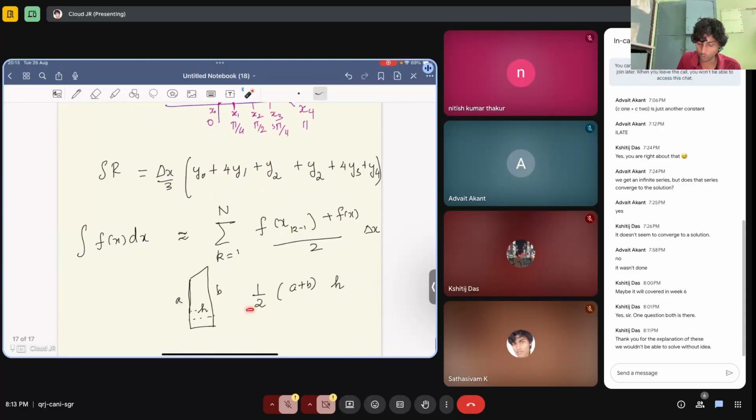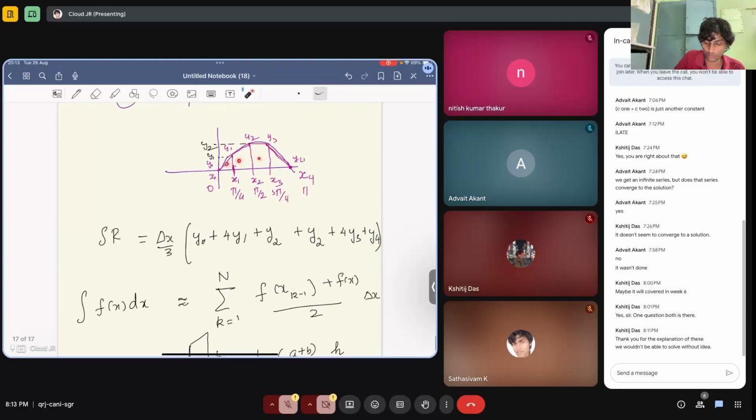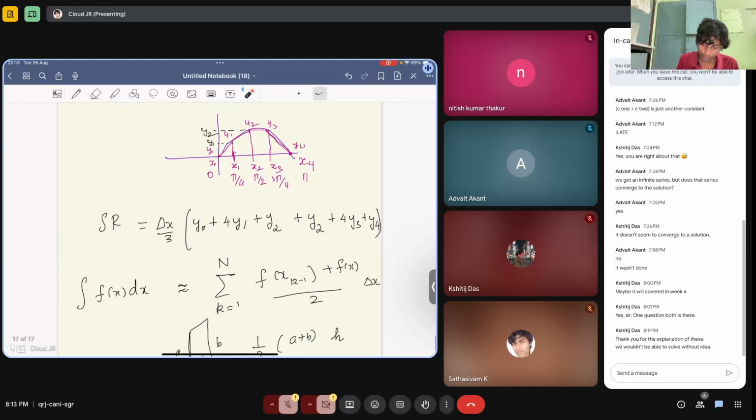Each of the trapezium, you know how to compute. Just sum it. That's all. The area is basically the sum of these pieces, and the pieces you can just sum. Okay. And this is the Simpson rule.